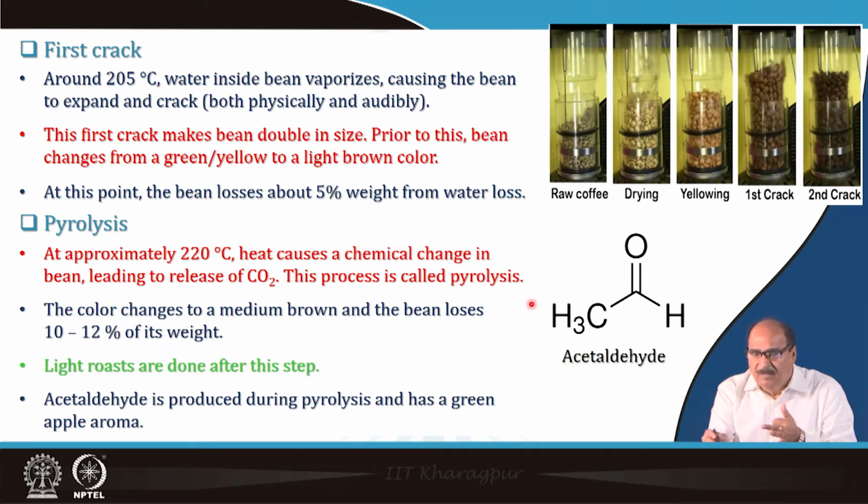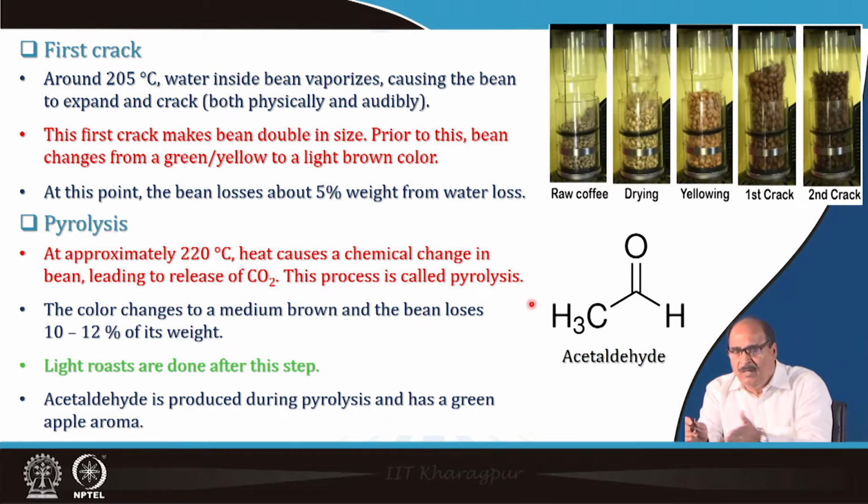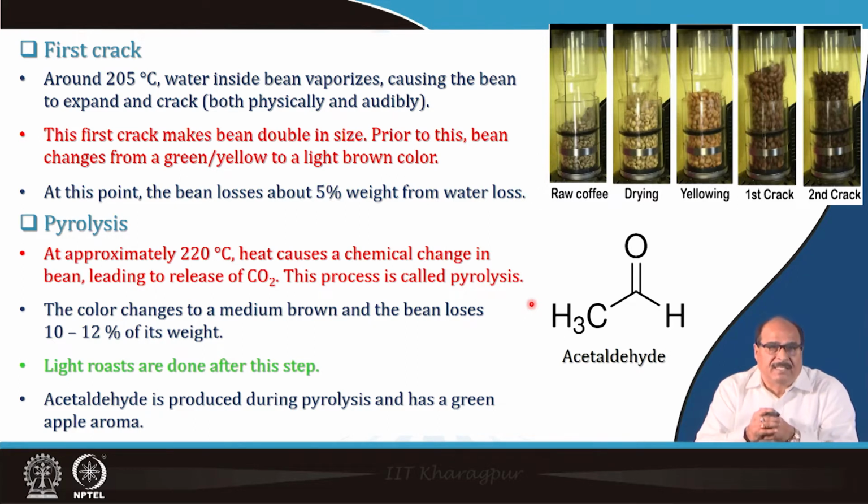You can see here the different stages of the roasting, how the color of the bean is changing. First crack is followed by the pyrolysis at approximately 220 degrees Celsius temperature. Heat causes a chemical change in the bean, leading to the release of carbon dioxide gas. The change in color to a medium brown, and the bean loses about 10 to 12% of its weight, mainly moisture evaporation. Light roasts are done after this step.